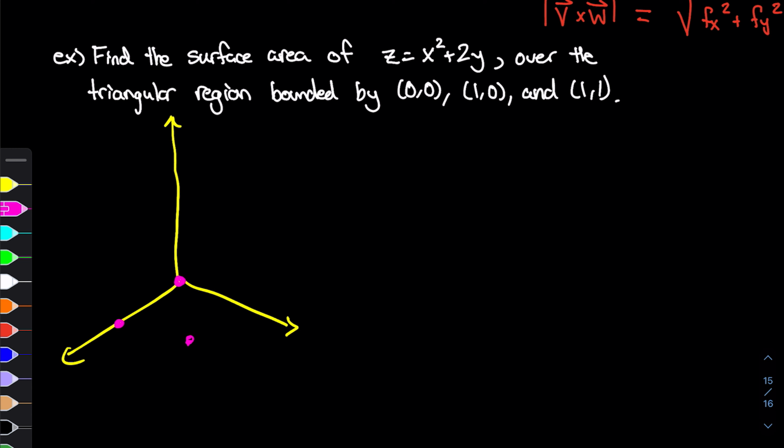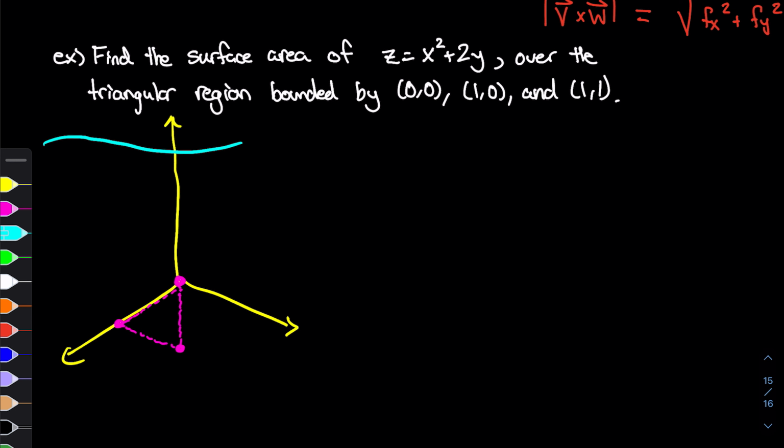Okay, so maybe I'll put that in a little better spot. So 1, 1. Okay, so here's our region of integration, this little right triangle right here. Now, what does our function look like? It doesn't really matter what our function looks like.